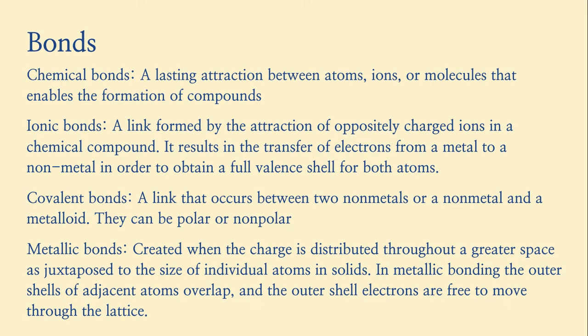Covalent bonds are a link that occurs between two nonmetals or a nonmetal and a metalloid. They can be polar or nonpolar. Metallic bonds are created when the charge is distributed through a greater space as juxtaposed to the size of individual atoms in solids. In metallic bonding, the outer shells of adjacent atoms overlap, and the outer shell electrons are free to move through the lattice.